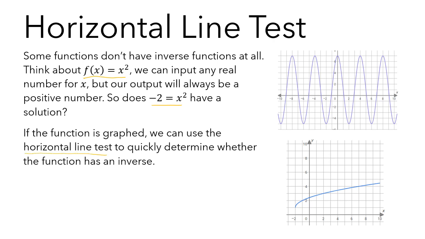If a function is graphed like this and we draw a horizontal line and it crosses more than once, we know that graph is not invertible. Now invertible just means has an inverse, so this does not have an inverse. Now the second one though, we draw a horizontal line, it only intersects once, so we know that this is invertible. In other words, it has an inverse.